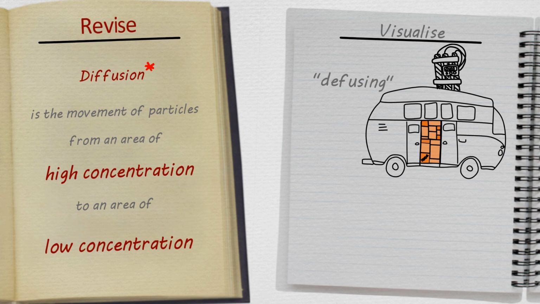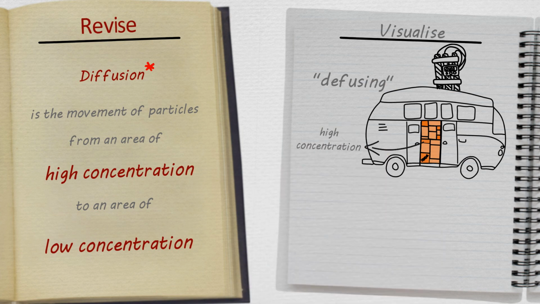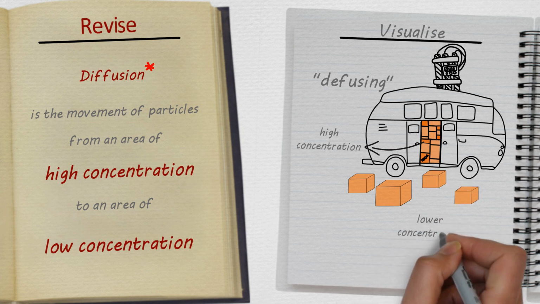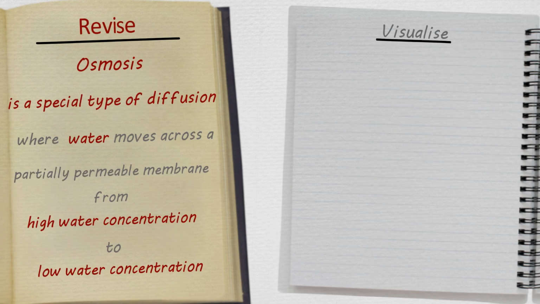Defusing a camper van is about moving the contents of the van from where they're tightly packed, or in a high concentration, to a place where they're more spread out, a lower concentration, like this. And that's exactly what diffusion is, the movement of particles from an area of high concentration to an area of low concentration.